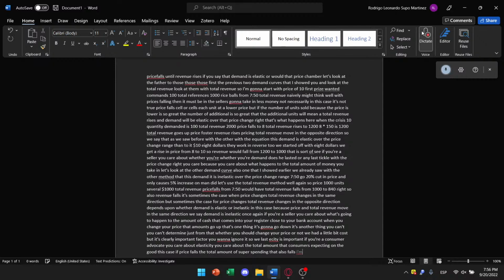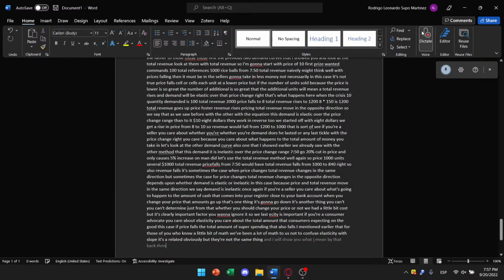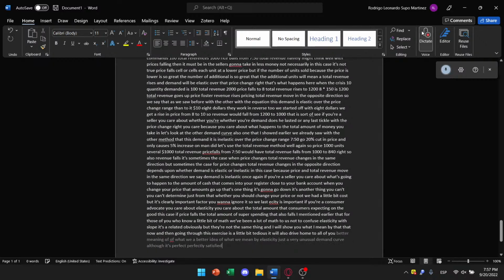I mentioned earlier, for those of you who know a little bit of math, or even a lot of math, not to confuse elasticity with slope. The two are related, obviously, but they're not the same thing. And I will show you what I mean by that now. In going through this exercise, it's a little bit tedious. It will also drive home a better idea of what we mean by elasticity. It's just a very unusual demand curve, although it perfectly satisfies the law of demand.